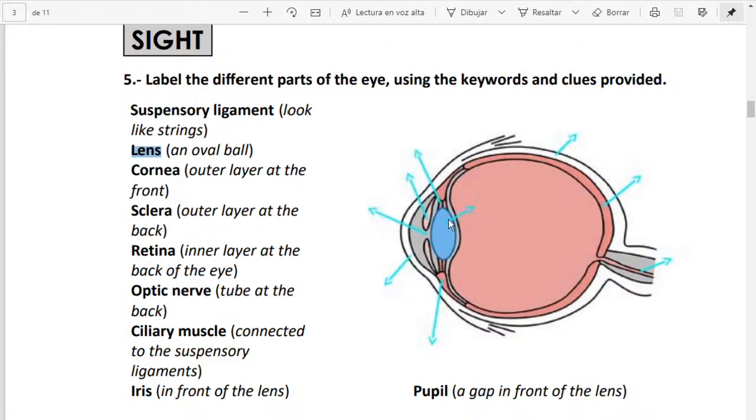Good, very good. Then we have the cornea. In Spanish it is the same. This is the outer layer at the front. So the cornea is this part. When you put a man-made lens on your eye, you are putting it on your cornea. So the correct arrow is this, and you have to write down here.